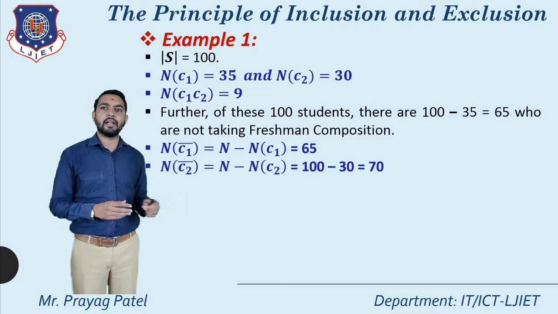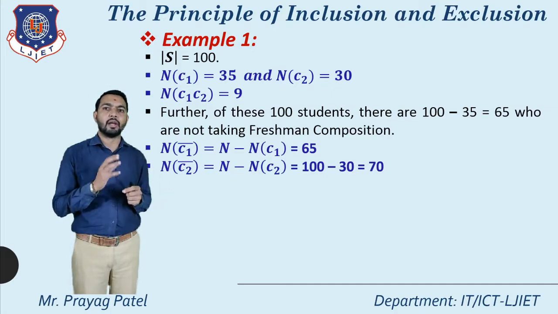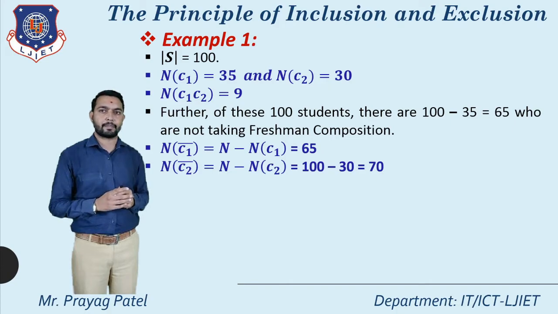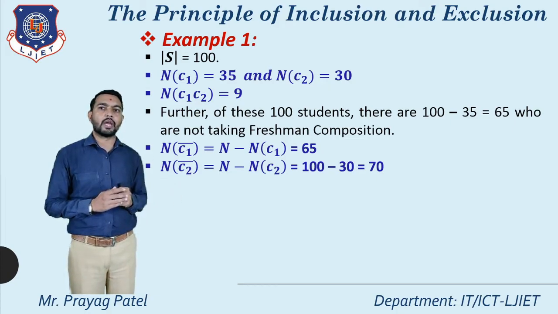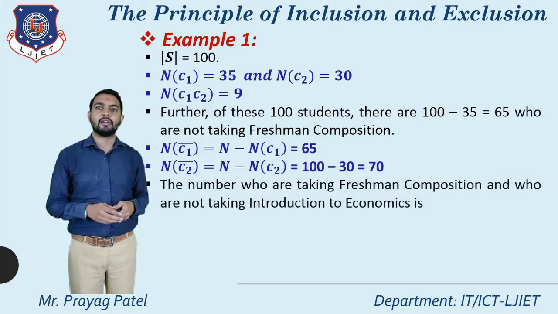Now same way we can find the NC2 dash, that means the number of students not enrolled in the second course, introduction to economics. So here NC2 dash equal to n minus NC2. So 100 minus 30 equal to 70.